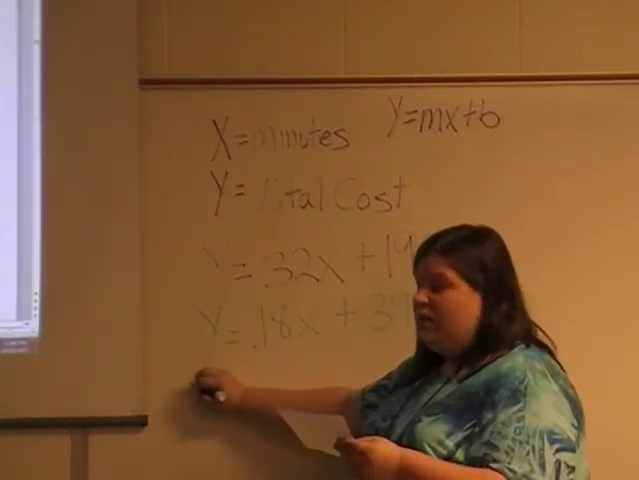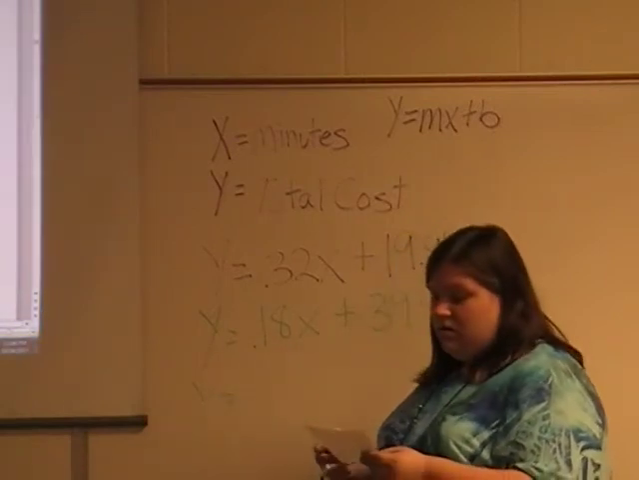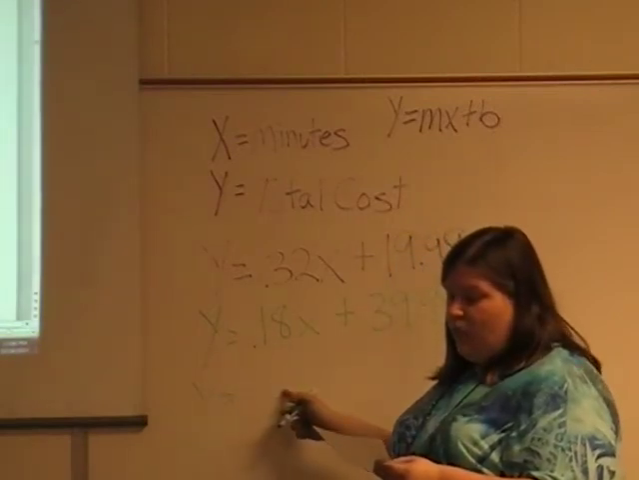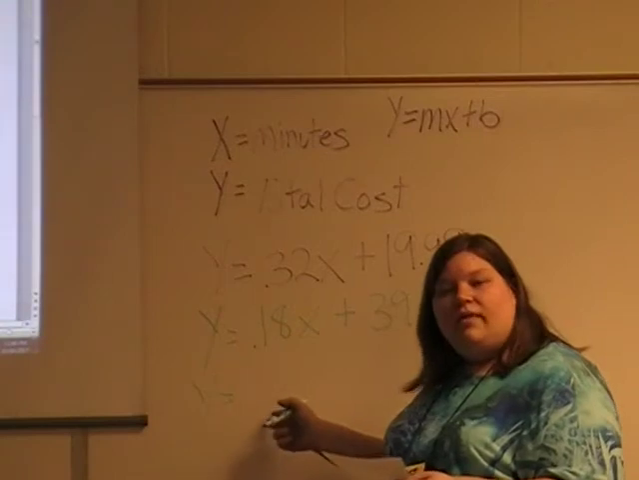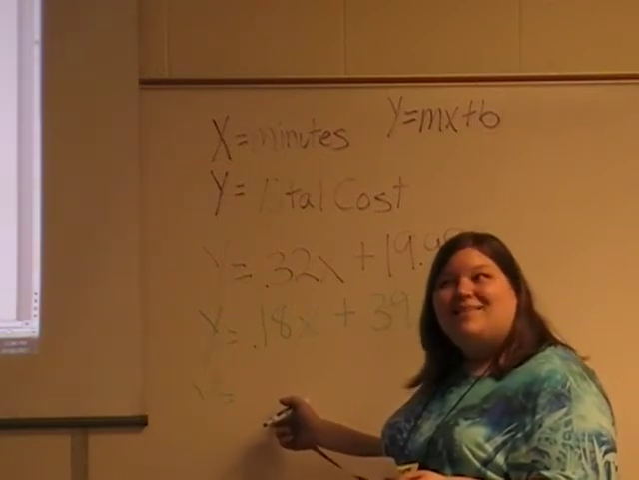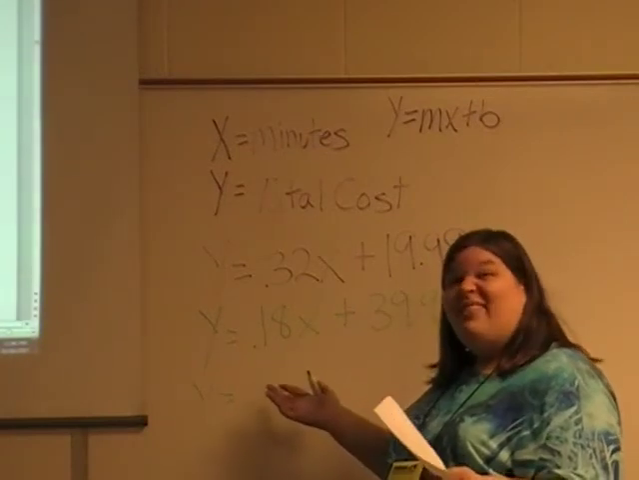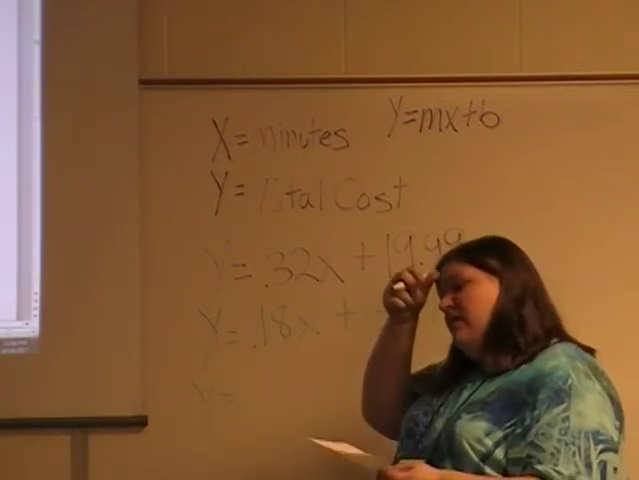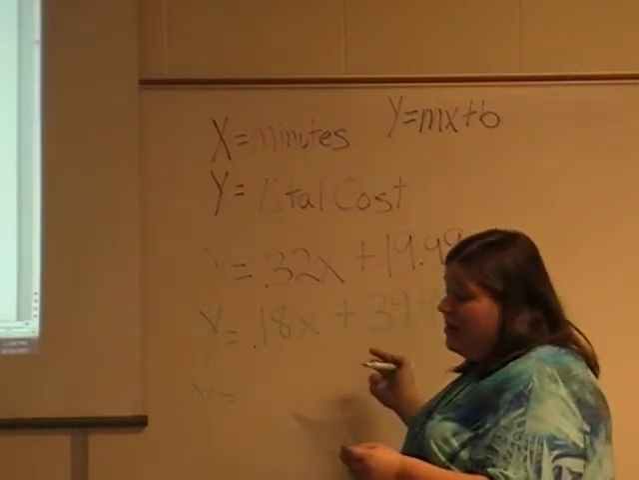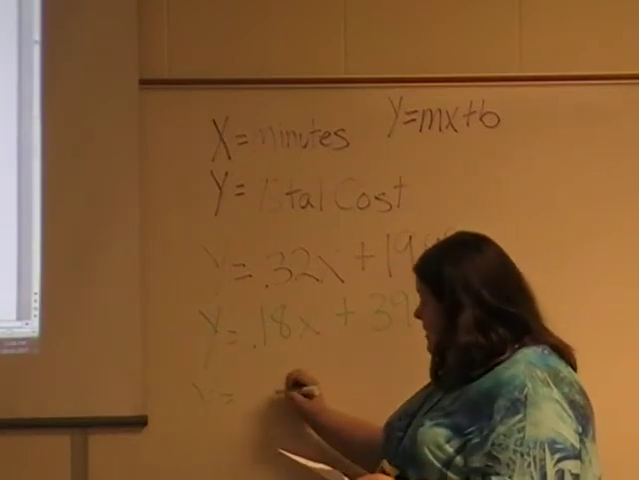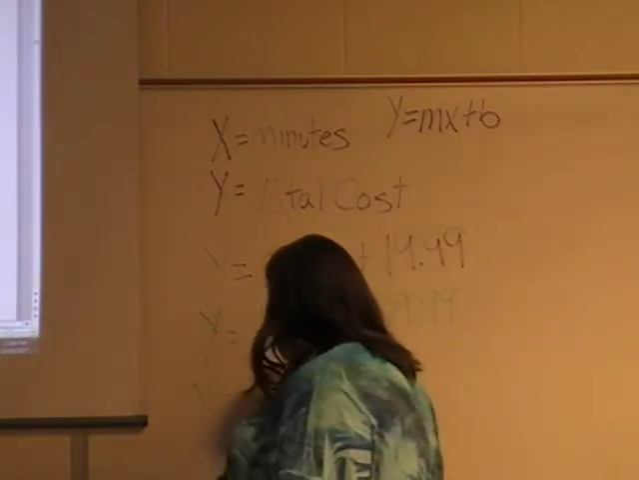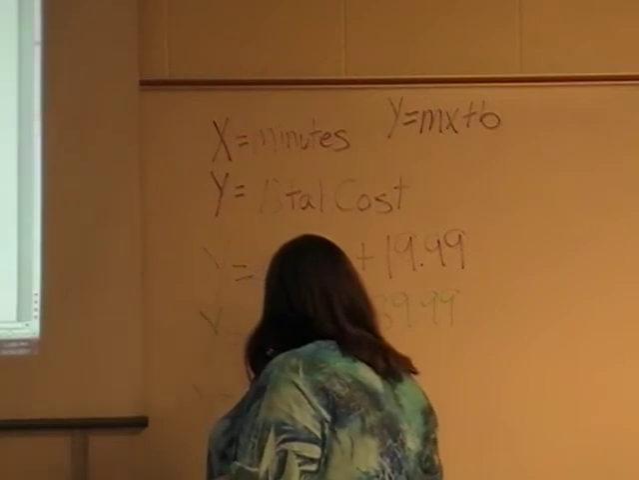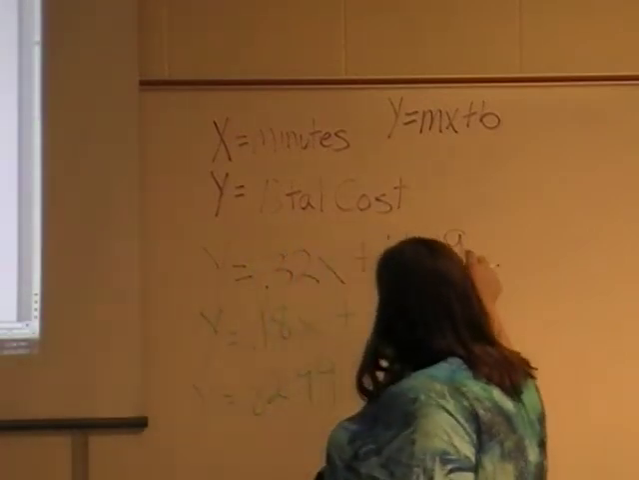And our last plan, the platinum plan, Y equals, and what is our per minute cost on that? It says unlimited, so it would be nothing, right? We don't have to multiply any minutes, we don't have to multiply price per minute. So we just have a base cost. What is that? $82.99, very good. So those are our 3 equations.